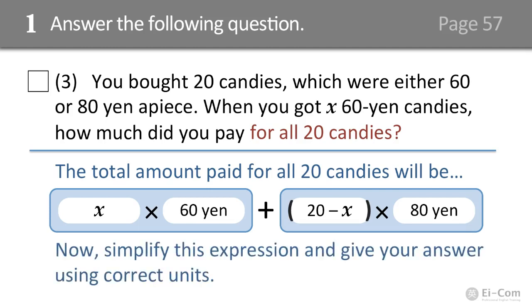Now, simplify this expression and give your answer using correct units. Please do this by yourself. Good luck!